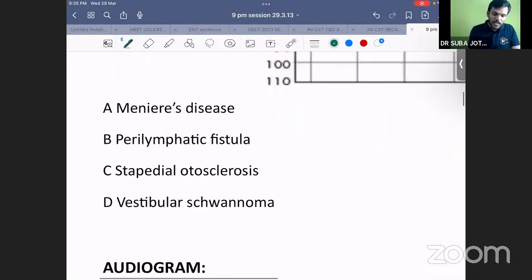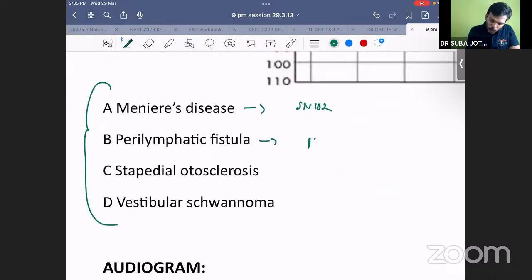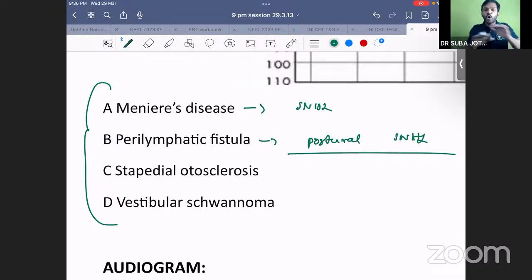Out of these 4 options, Meniere's disease is only SNHL. Perilymphatic fistula is postural SNHL. I have discussed this in the INI-CET discussion. Postural SNHL: in the supine position, you will get fistula leakage, so SNHL will be present. Upright posture, no leakage, no SNHL. Vestibular schwannoma, a very, very important benign tumor of the inner ear, is again SNHL.